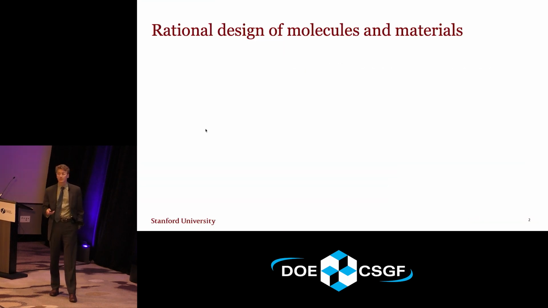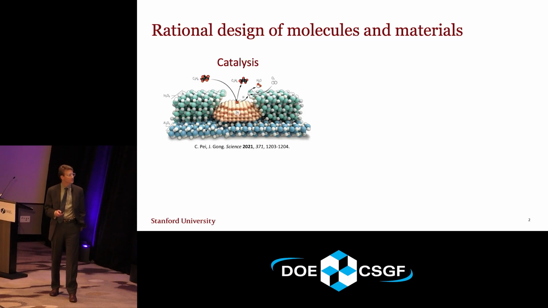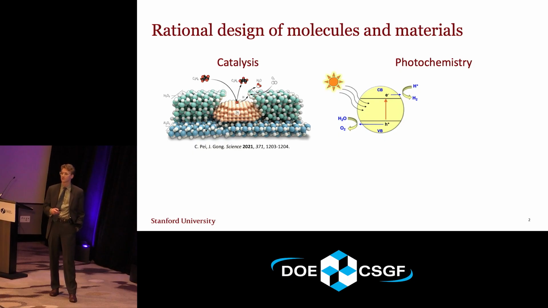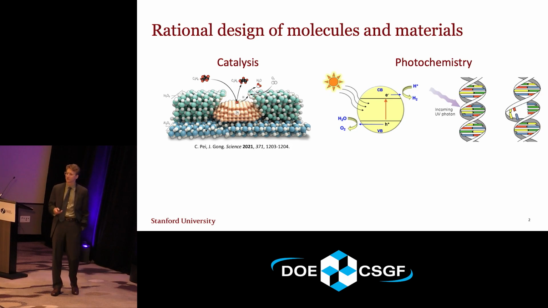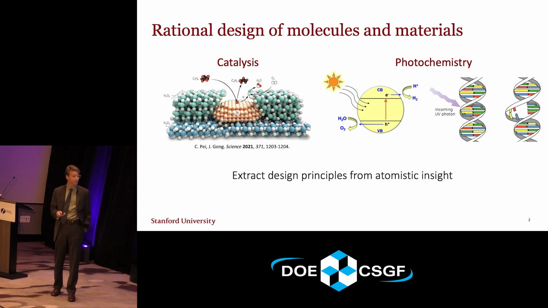As a quantum chemist, what I'm ultimately interested in is the design of molecules and materials for applications such as catalysis or photochemistry, where we might want to harness light energy to drive otherwise unfavorable reactions, or develop photostabilizers that protect against radiation damage similar to our genetic material. And in all of these applications, or other ones we might be interested in, what we want to do is use atomistic insight to extract design principles.